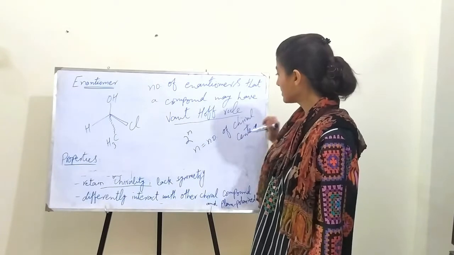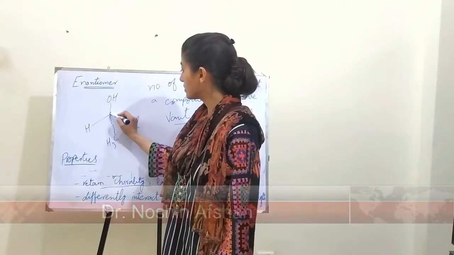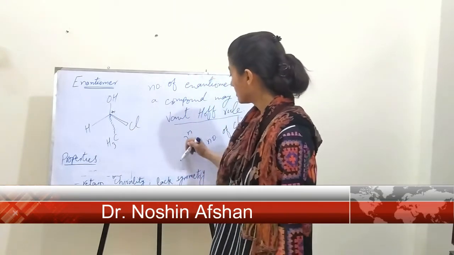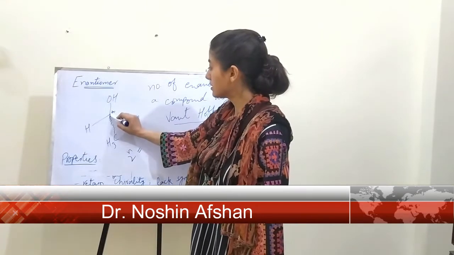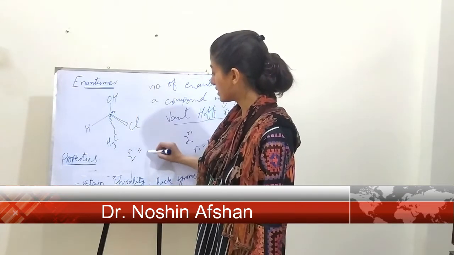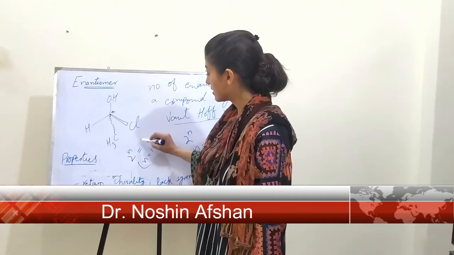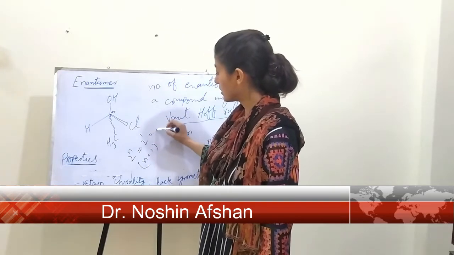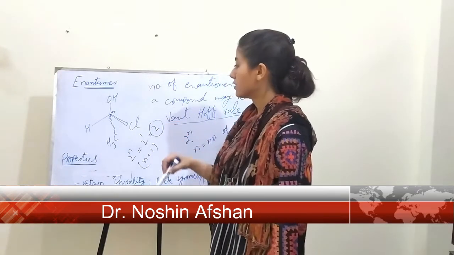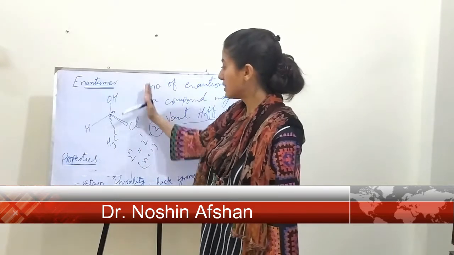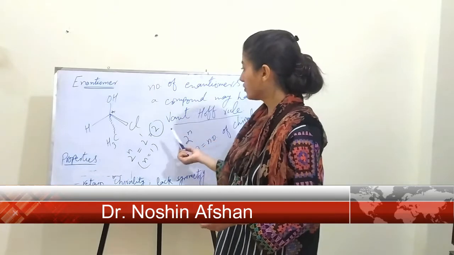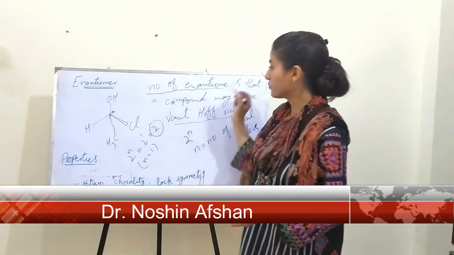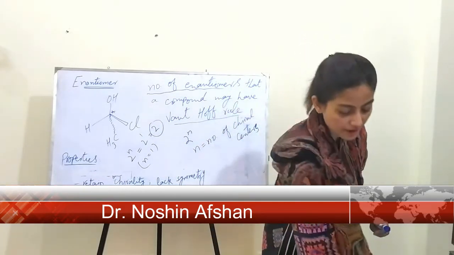For example, in this compound there is only one stereogenic center, that is represented with an asterisk. So in 2 raised to the power n, where n is equal to the number of chiral centers, that is only 1, n is equal to 1, then 2 raised to the power 1 would be equal to 2. So as previously you have seen, it only has the 2 enantiomers.